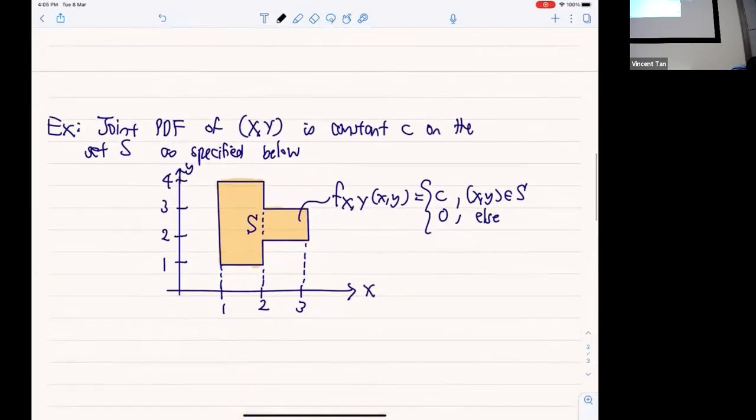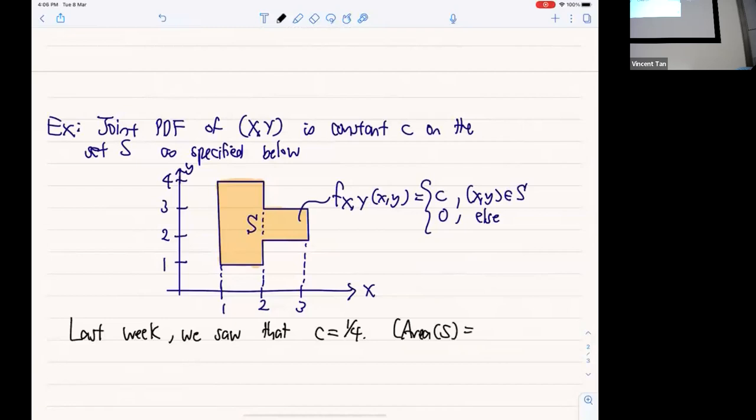At this point, last week, we did this problem halfway. We saw that C is equal to 1/4, and the reason is that the area of S is equal to 4. I think it's easy to see. Look at this rectangle here, the area is 3, and this rectangle here, the area is 1. So the total area is 4. By the normalization property, the integral of the probability density function must be equal to 1, so C must be 1/4. The height above the plane must be 1/4 for the yellow part. Hopefully that is clear.